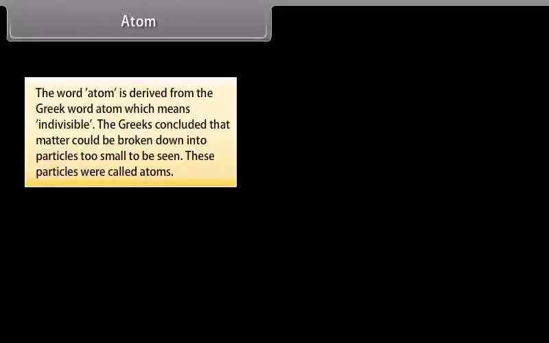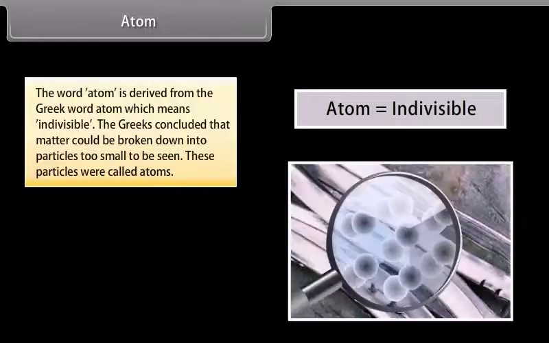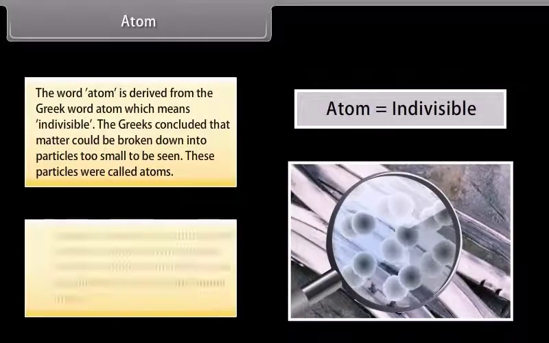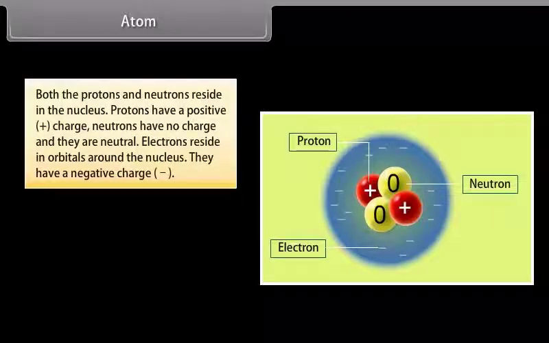Atom. The word atom is derived from the Greek word atom, which means indivisible. The Greeks concluded that matter could be broken down into particles too small to be seen. These particles were called atoms. Atoms are composed of three types of particles: protons, neutrons, and electrons. Protons and neutrons are responsible for most of the atomic mass. Both the protons and neutrons reside in the nucleus.